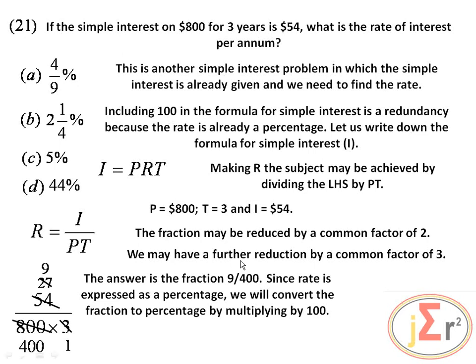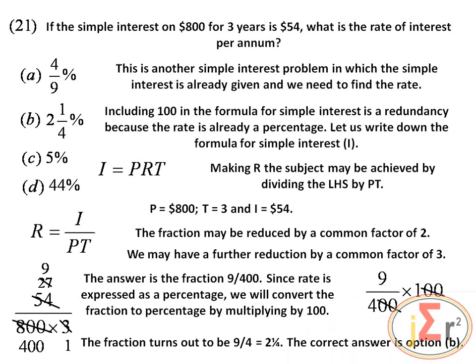But rate is expressed as a percentage. Since that is the case, we will convert the fraction that we have there to a percentage by multiplying by 100. Then the fraction is 9 over 4. So the fraction turns out to be 9 over 4, which is equal to 2 1/4. The correct answer is option B.